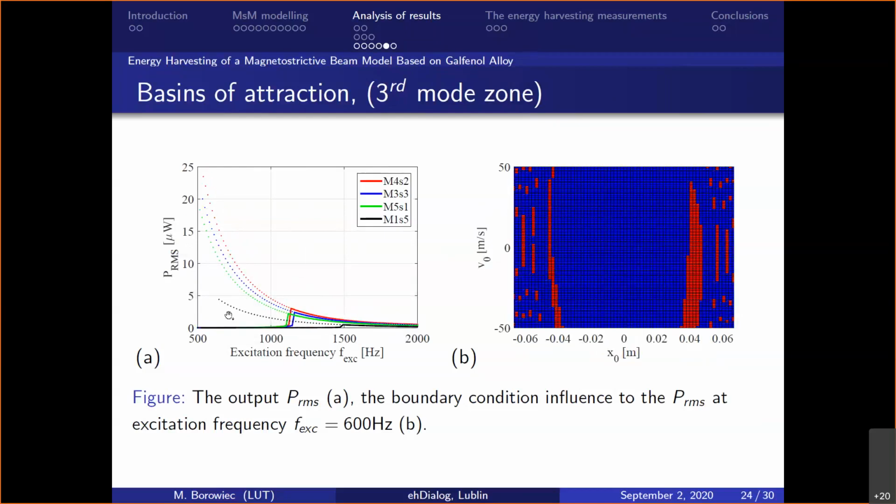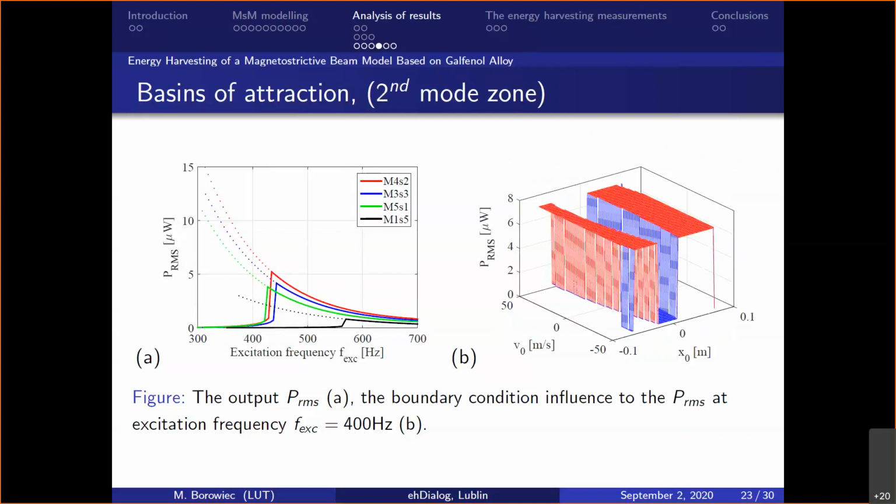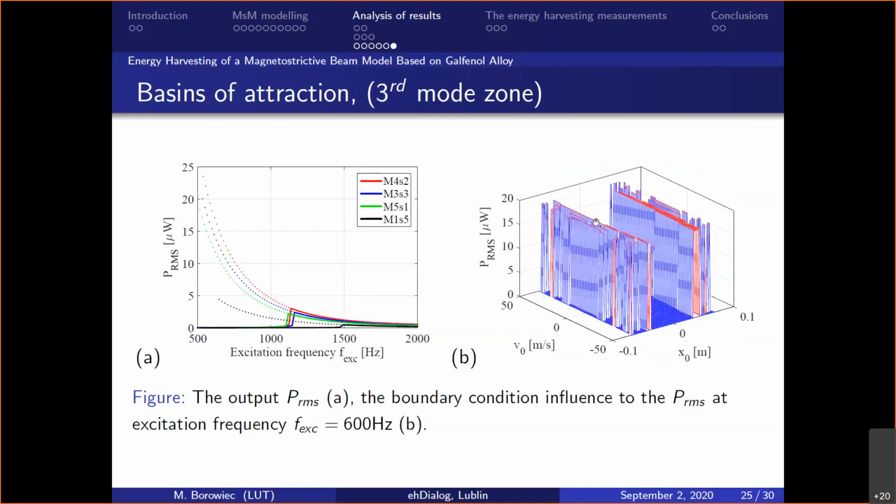Okay, and the third mode case yields the highest output signals of approximately even 20 microwatts. Nevertheless, such power output can hardly be produced because the system often enters into a lower energy harvesting solution. One can see this blue color is lower energy harvesting. As we can see here, there are many points where the results are on a very low level.